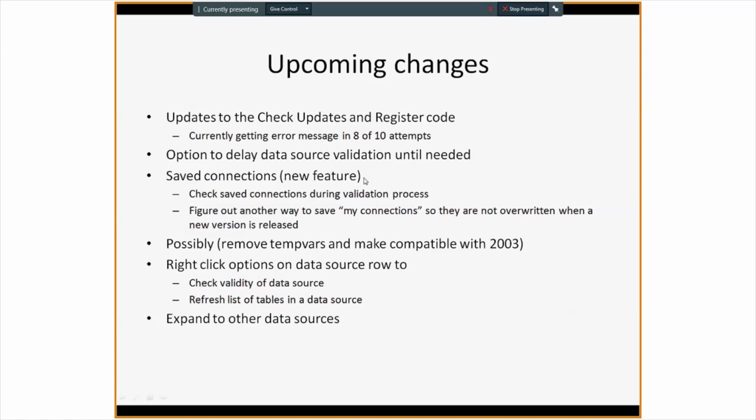Another possible change: I've inherited a couple of customers over the last couple of months that are still using Access 2003, and unfortunately, I built the application and used a whole bunch of TempVars. So in order to make it backward compatible to 2003, I would need to remove the TempVars and use some other mechanism of storing variables. And I will probably do that because these clients aren't giving me any indication that they're ready to move off 2003, despite my urging.